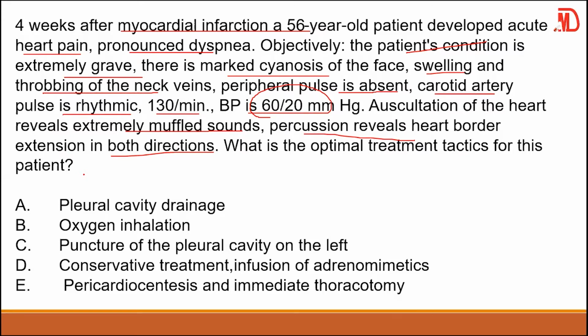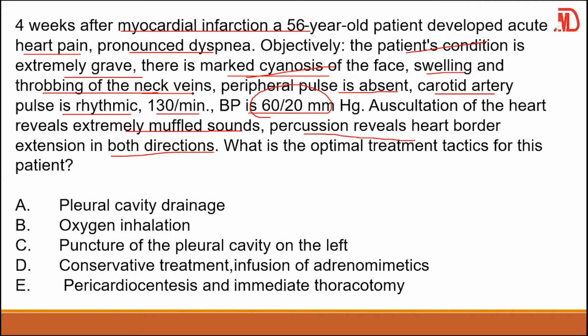So, of course, this person has already developed what? Myocardial infarction. 4 weeks after myocardial infarction, all these symptoms are now prevailing in the patient. So immediately, what are they going to do? This person is suffering. Don't forget, there is cyanosis of the face, there's swelling and throbbing of the neck veins. That should also tell you that the jugular veins are, one way or the other, swollen. Okay? It's becoming so obvious over there.